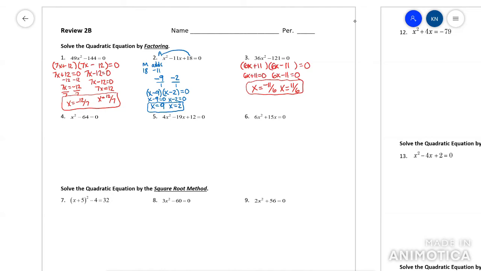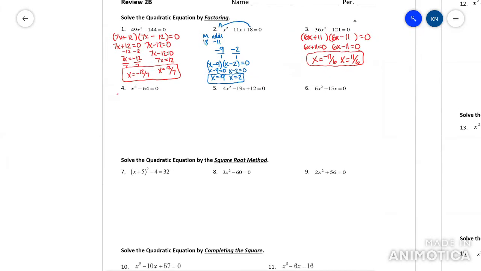Okay, this next one. This is another difference of squares. It's going to be x plus 8, x minus 8 equals 0. Set each of those equal to 0. Get your answers.